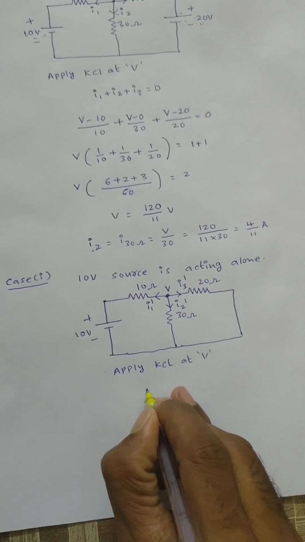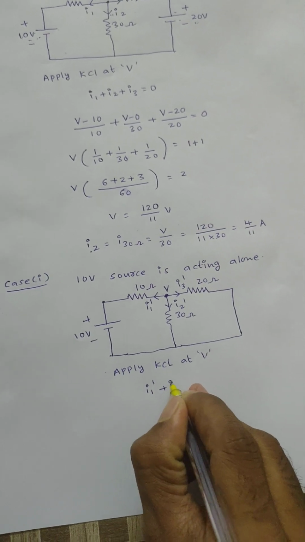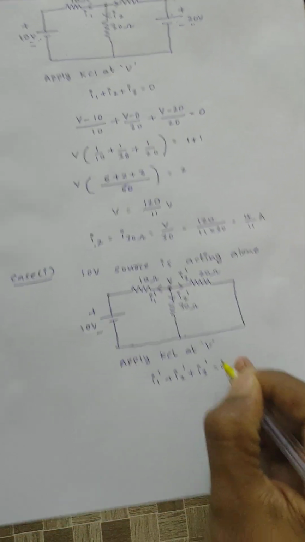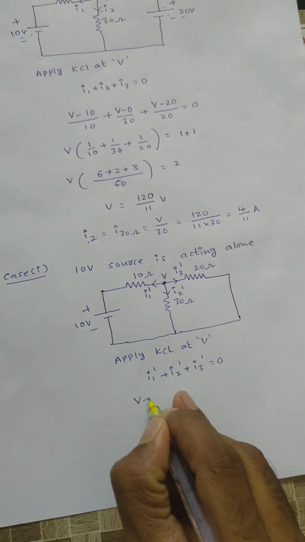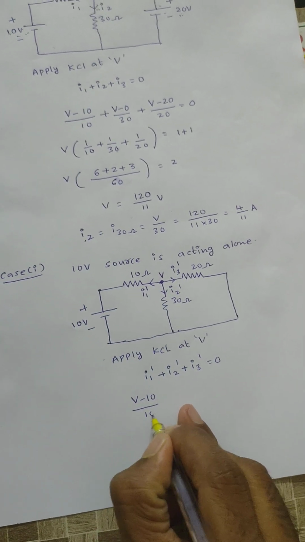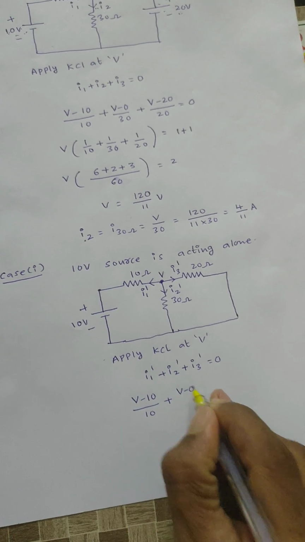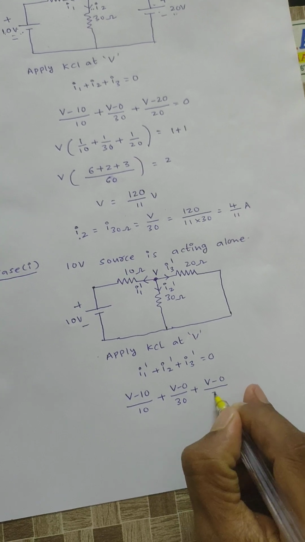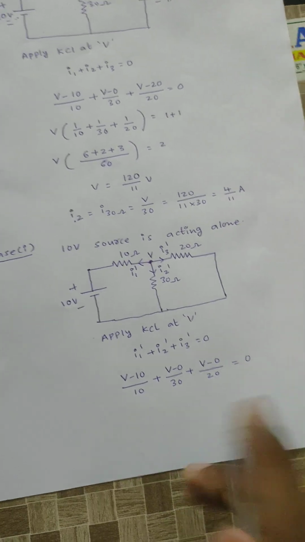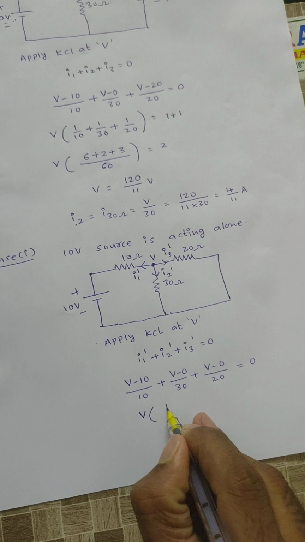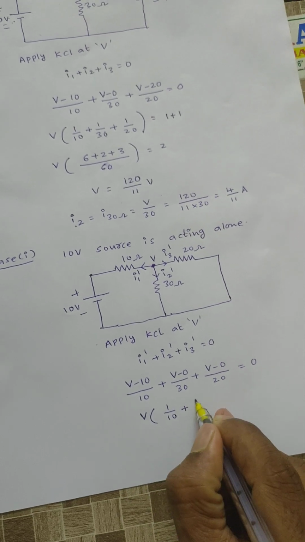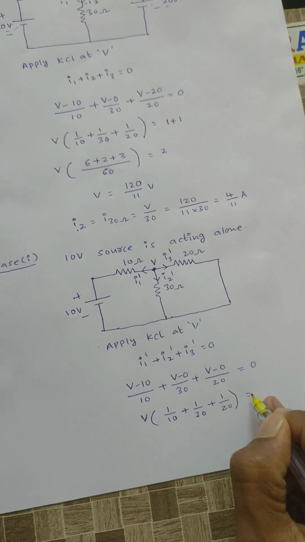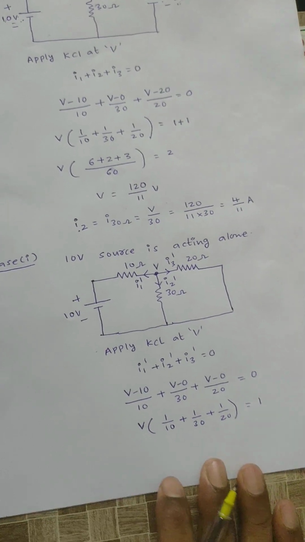Then you will get I1 dash plus I2 dash plus I3 dash is equals to 0. I1 dash is nothing but here V minus 10 by 10. I2 dash value will be V minus 0 by 30. I3 dash will be V minus 0 by 20 is equals to 0, right? If I take V as common, 1 by 10 plus 1 by 30 plus 1 by 20, that is equals to minus 10 by 10, you will get 1, right?